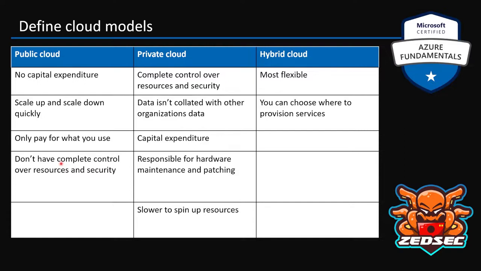So there are going to be a few different features of each cloud model. For the public cloud, there's no capital expenditure, meaning you don't have to pay for your physical servers and all the startup costs associated with a physical server. You only need to pay the costs of running the VM and storing the resources. So it's something you pay monthly, but there are no massive upfront costs, which is a big benefit. You can scale up and down quickly to meet demand. You only pay for what you use. That's what we're talking about with capital expenditure and operational expenditure. We'll go into them later. But you don't have control over the resources and the security.